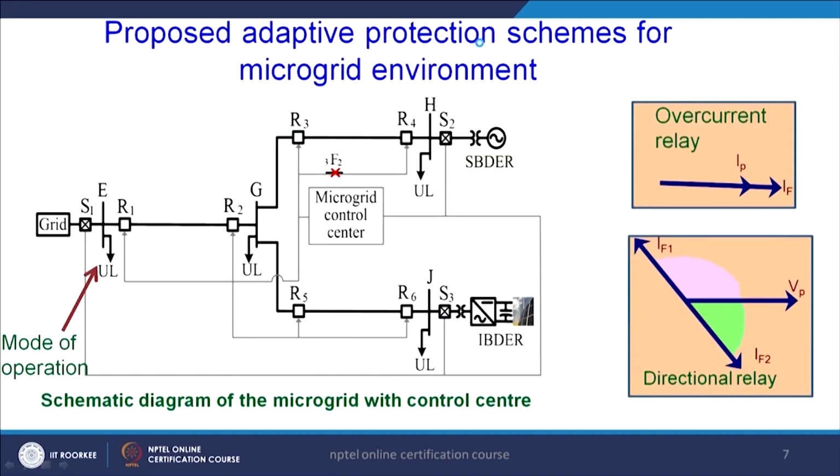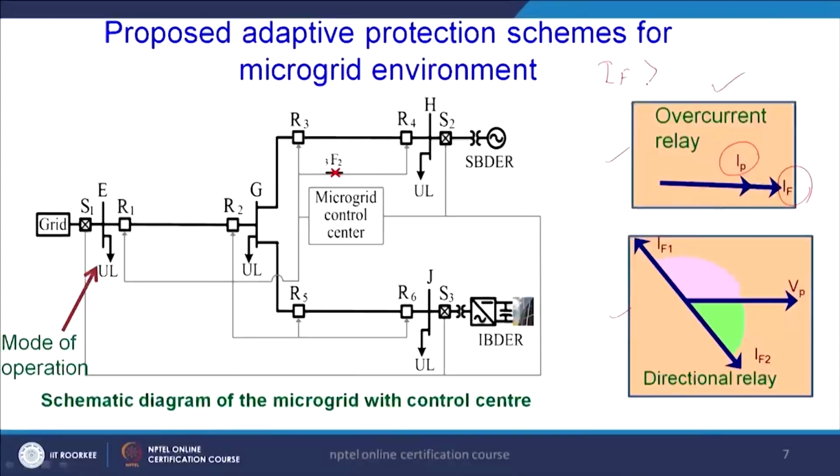Now, as I discussed, in this lecture I will focus on the different schemes, basically the overcurrent relaying principle and also the directional relaying principle. Coming to the overcurrent relaying principle, the principle of operation of this overcurrent relay is: if IP is my set value and IF is the fault current measured by the overcurrent relay, then if IF is greater than IP, the relay has to take a decision.